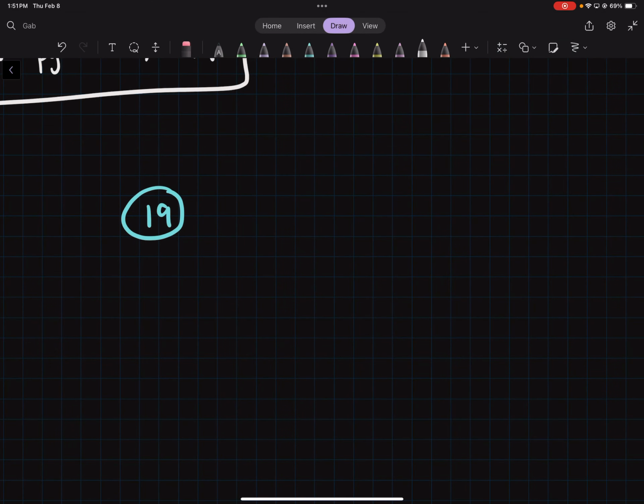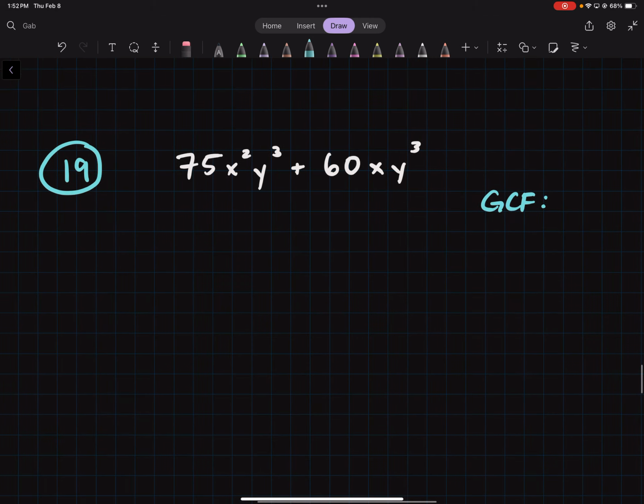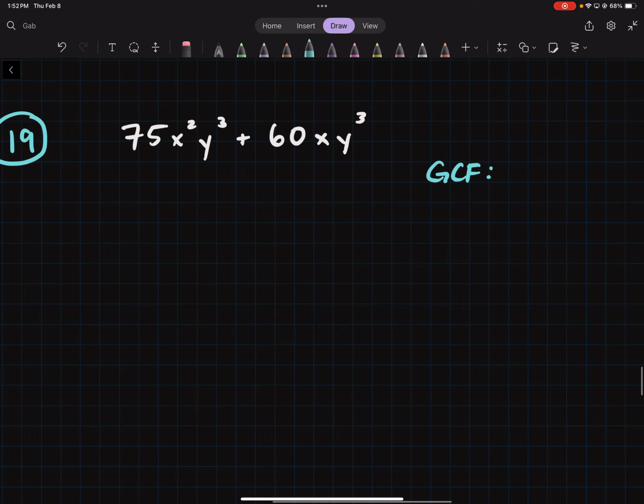There. Okay, so number 19, right? 75x squared y to the third plus 60xy to the 3. Okay, so we start the same thing, GCF between 75 and 60. 15? Great.